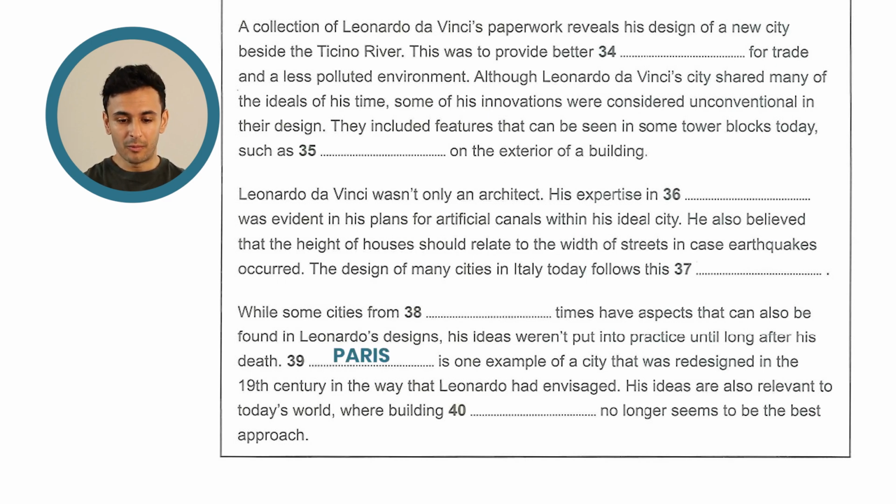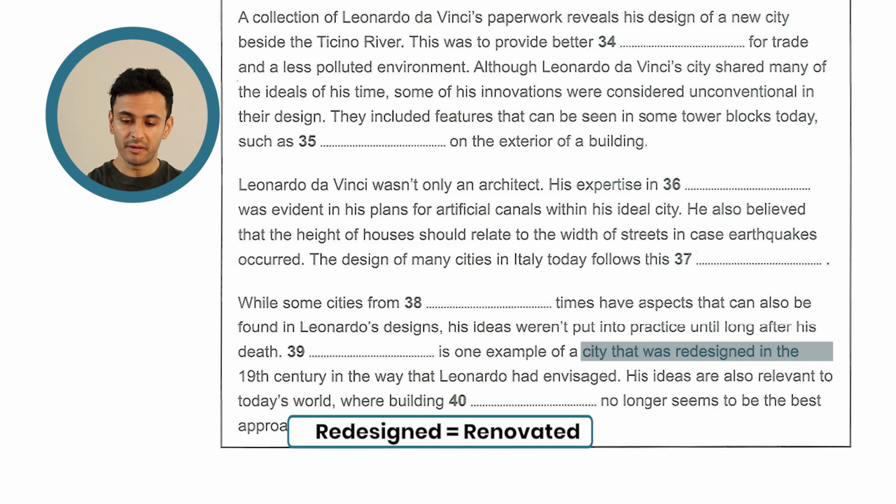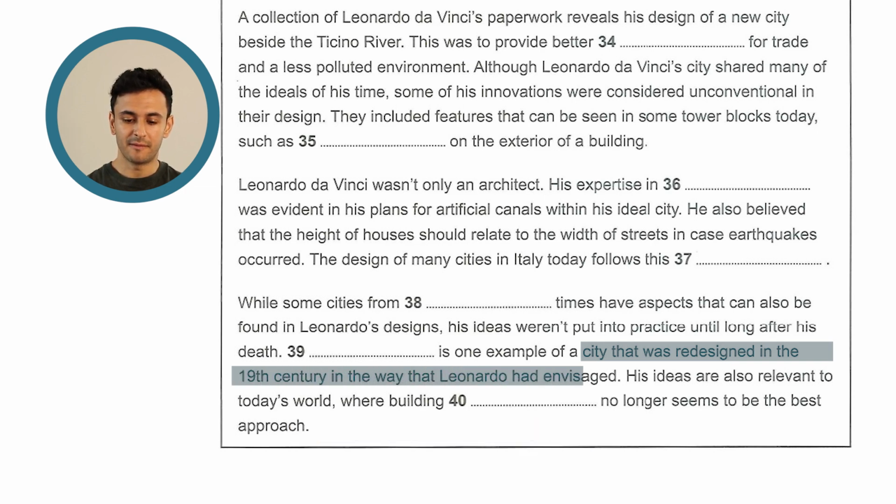The dates give it away, also the exact same words I mentioned. It wasn't until the 19th century that some of his ideas were applied, and obviously it follows. So the city was redesigned, renovated in the 19th century in the way that Leonardo had envisaged. Envisaged is like envisioned, or the way he wanted it to be. His ideas are also relevant to today's world, where building no longer seems to be the best approach.